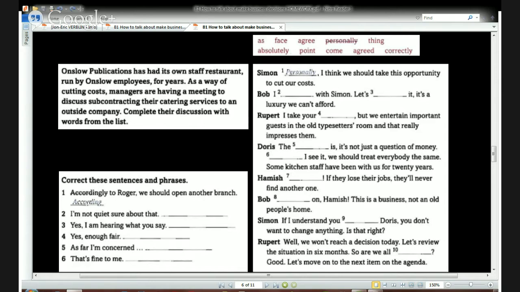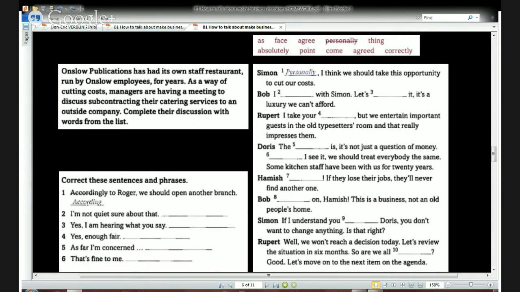Yeah. I hear what you are saying. And you could say, I hear what you say. That's okay too. But the point is, I hear, not I'm hearing. It's a fixed expression in the language. Okay? And okay. Anton, what about number 4?